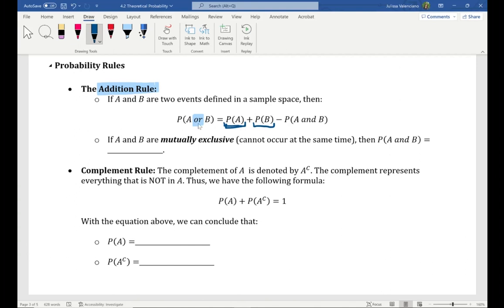Because we're saying probability of A or B. Well, let's find the probability of A. Let's find the probability of B. Let's go ahead and add those. But then here, why are we subtracting? Maybe this is the part that doesn't make sense. Why are we subtracting the probability of A and B? Without looking at an example, how can I explain this?